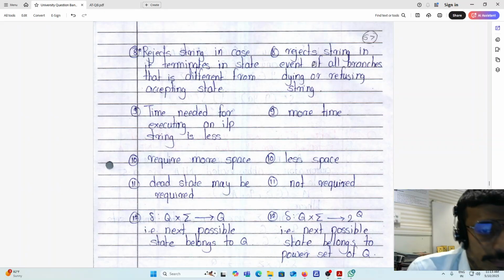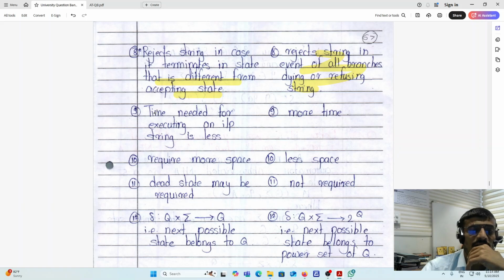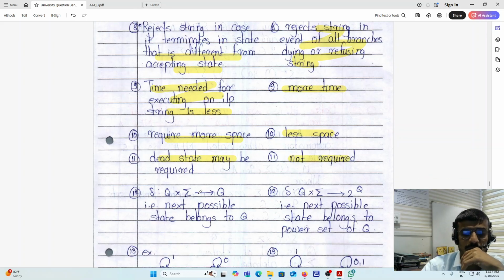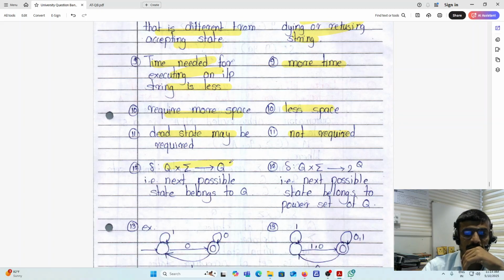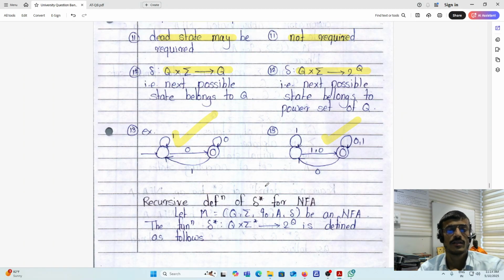Then the next one: a DFA rejects a string if it terminates in a state different from the accepting state, while an NFA rejects a string if all branches die or refuse the string. The time needed for execution is less for a DFA and more for an NFA. A DFA requires more space, an NFA requires less space. A dead state may be required in a DFA, not in an NFA. And the last one is the transition function: Q times sigma goes to Q for a DFA, and for an NFA Q times sigma goes to 2 raised to Q. So this is the simple diagram of a DFA, and this is the simple diagram of an NFA. Keep in mind, this is very important.